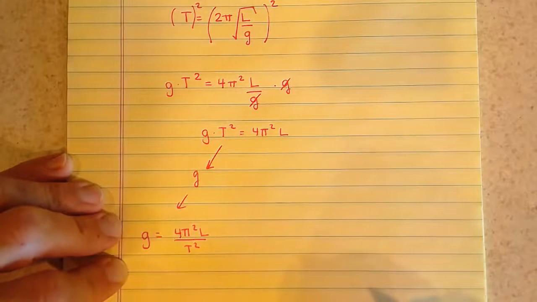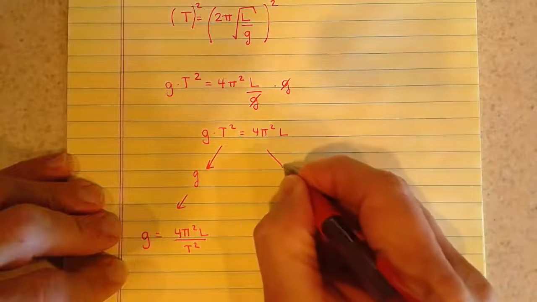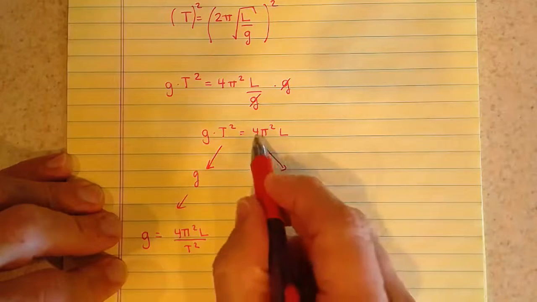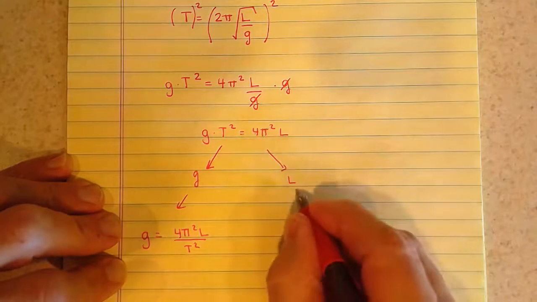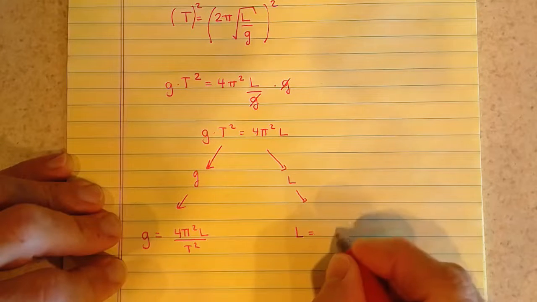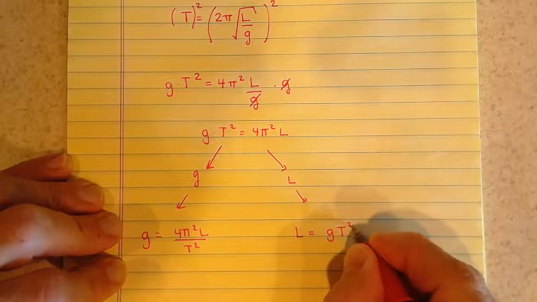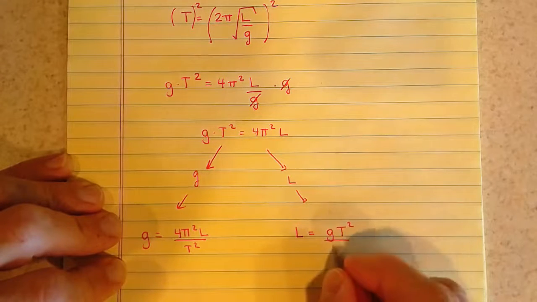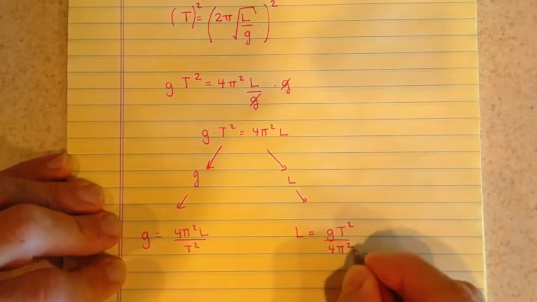On the other hand, if you want to solve this equation for L, you're going to divide both sides by 4 pi squared. And so you will get L equals G T squared divided by 4 pi squared.